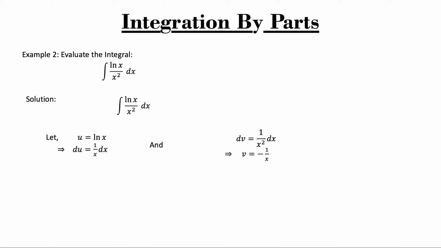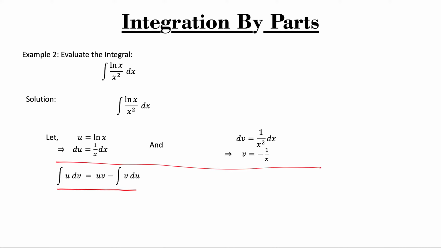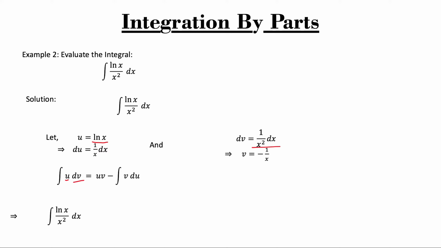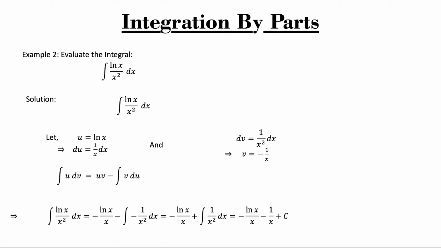As we know the integral of 1 upon x squared is minus 1 upon x. Now by putting all the values that we got in this standard formula for integration by parts we would get this, as u is natural logarithm of x, and dv is 1 upon x squared dx, and u into v would be natural logarithm of x into minus 1 upon x, and we would get this, and v du is minus 1 upon x into 1 upon x dx, so we would get this, and this minus would become plus, so we would get this, and as we know the integral of 1 upon x squared is minus 1 upon x, so we would get this.